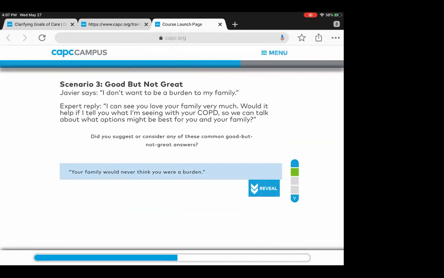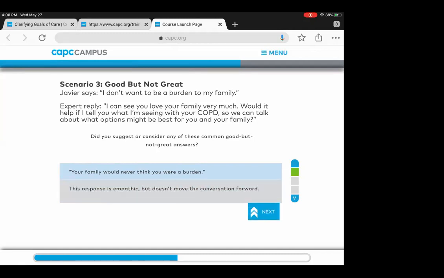With an emotional statement like that, it gets tough. If it was a friend or a family member, somebody you were really close to on a personal level, and they said that to you, you'd be really tempted to try and ease them and make it better, kind of fix it, when they say they think they're being a burden. So in this case, saying your family would never think you're a burden is probably not the best answer, just because it shows empathy, but it doesn't really move forward, and it doesn't elicit any more information.